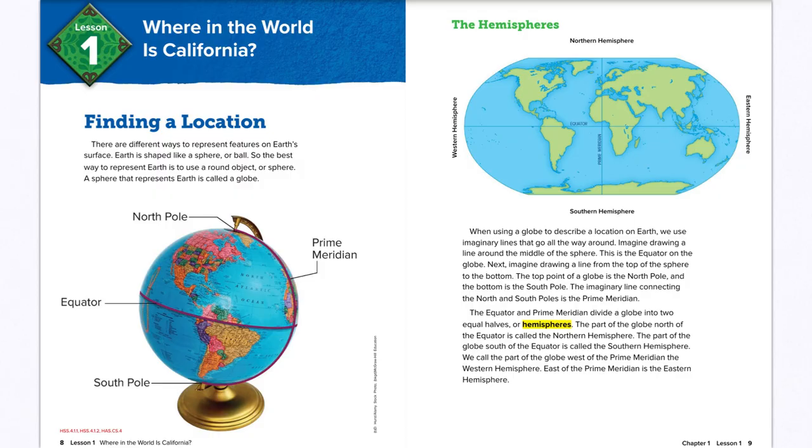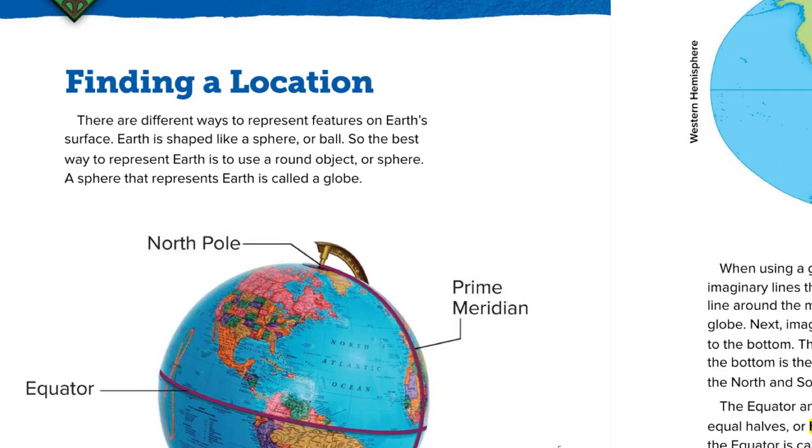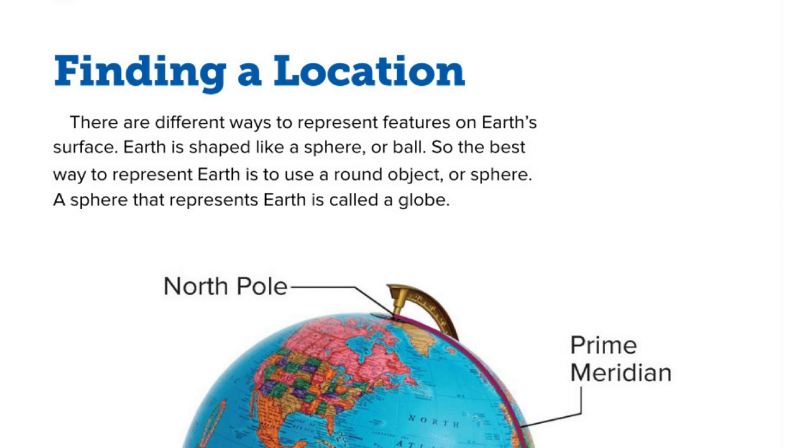Let's start with Lesson 1. Lesson 1 is, where in the world is California? Finding a location. There are different ways to represent the features on the Earth's surface.